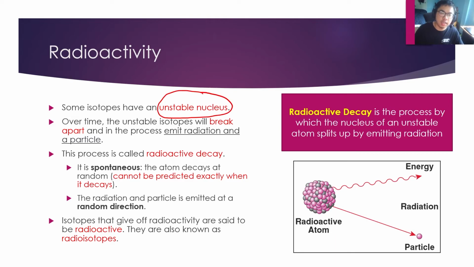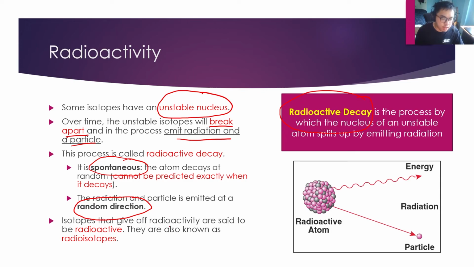Okay, so to summarize part one, we looked at what is radioactivity and where does it come from. Radioactivity or radiation comes from an isotope with an unstable nucleus. This unstable nucleus will break apart and in the process will emit radiation and a particle. And this is what we call radioactive decay. The process of radioactive decay is spontaneous. That means we cannot predict when it will happen. It could be 1 second from now, it could be 1 day from now, 1 year from now. We cannot tell. And when it gives out radiation, the radiation will go out in a random direction. We cannot predict whether it will go forward, backwards, or so on.